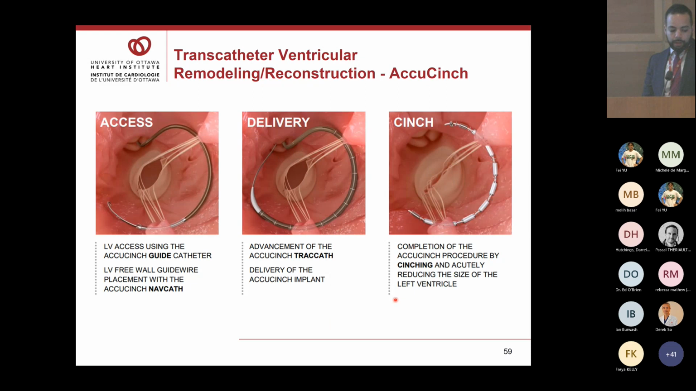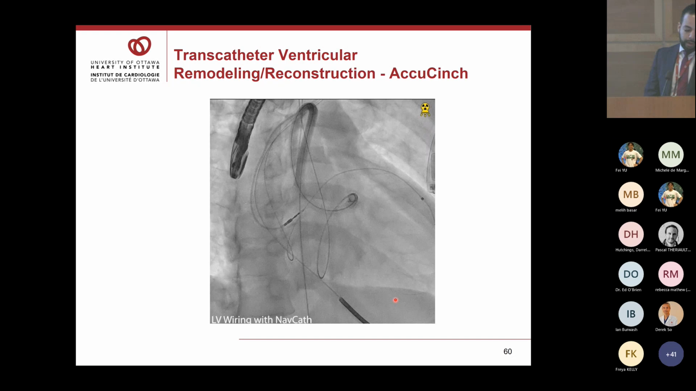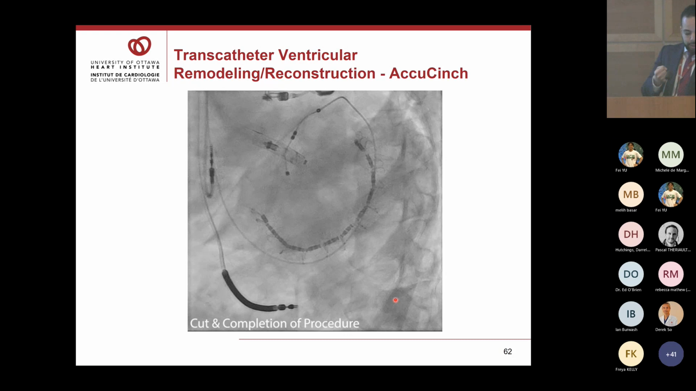This is a little bit about technique, so I won't go through this in great detail, but essentially, you access the LV retroaortic and you use a guiding catheter to deliver this sling that has anchors that attach into the ventricle, and then you cinch it together. I've got a couple of x-ray pictures here just showing that. And this is what the final result looks like. You cinch it together and you cut this cable. The idea is that you've brought the left ventricle together through the anchors.